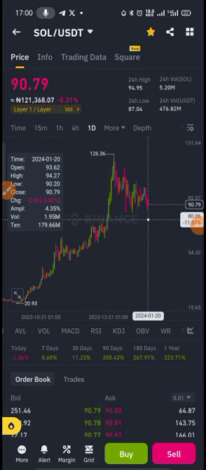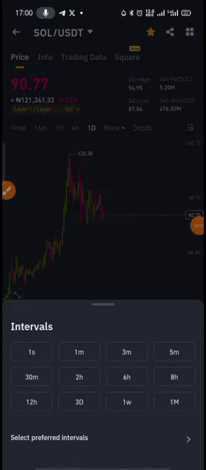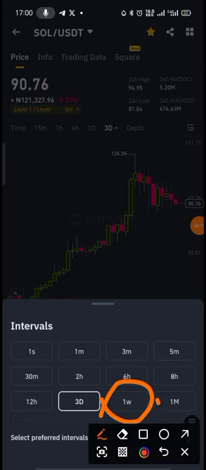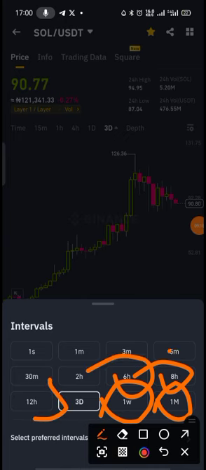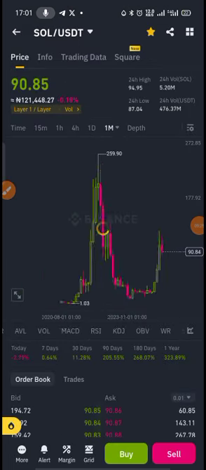Then you have more here. You have 3 days, 1 week, 1 month, 8 hours, 6 hours, depending on how you want to analyze the market and your own trading strategy. So you pick what you want. If you want to check the market in 1 month, it tells you about the Solana price in 1 month.